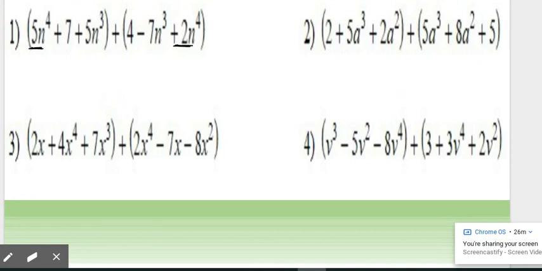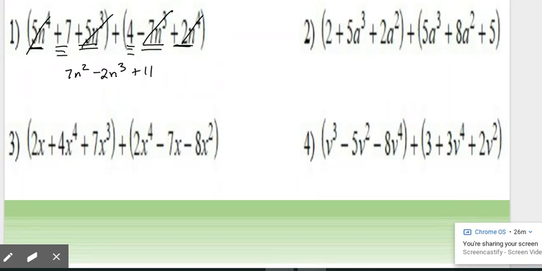So we got our n to the fourths. So it'd be 7 n to the fourth when I add those. My n to the thirds, I got 5 plus -7. That's -2 n to the third. And then we have our constants. 7 plus 4 is 11.